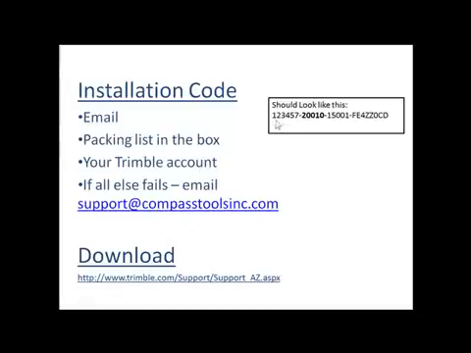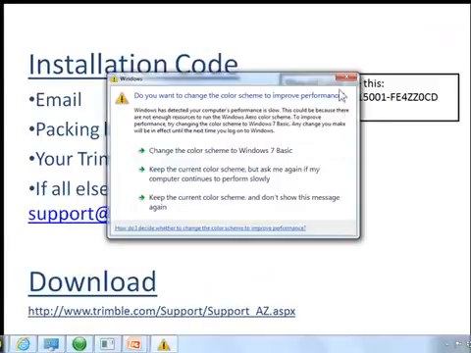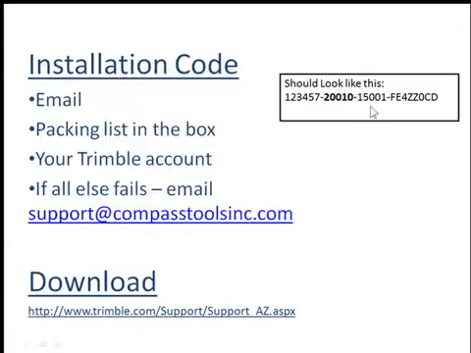But your installation code should look like this, and the 20010 indicates it's a Trimble Positions desktop add-in license, followed by the expiration date. This one expires on the first day of 2015. If this is all zeros, that means that's a proof of purchase number, and that needs to be registered. But if your code looks similar to this with the third group of 210, and the third group of numbers is not zeros, then that's an installation code and you're ready to go.